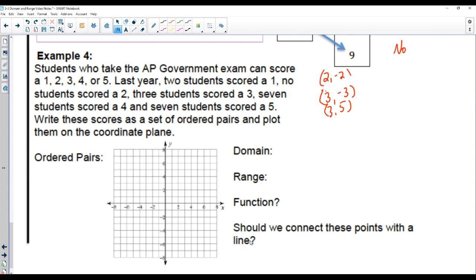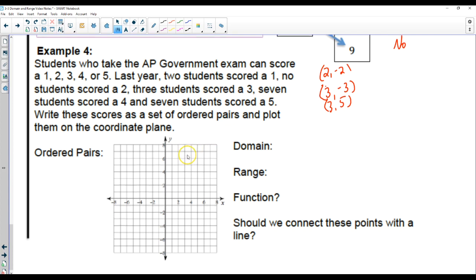All right, one more example. Students who take the AP government exam can score a 1, 2, 3, 4, or 5. Last year, 2 students scored a 1. Nobody scored a 2, 3 students scored a 3, 7 students scored a 4, and 7 students scored a 5. Write these scores as a set of ordered pairs and plot them on the coordinate plane.